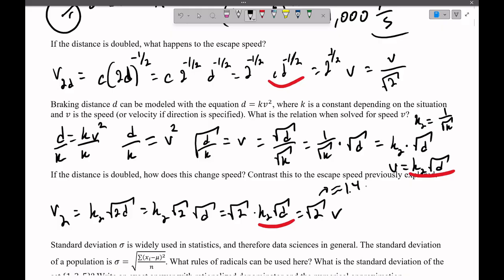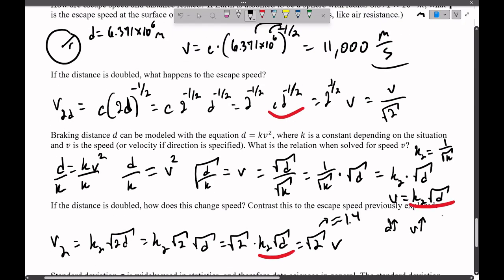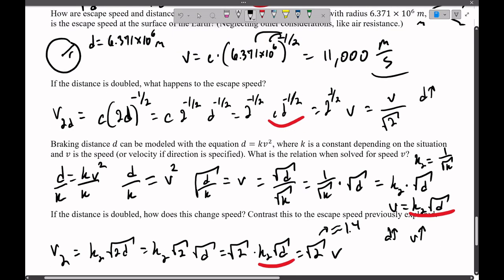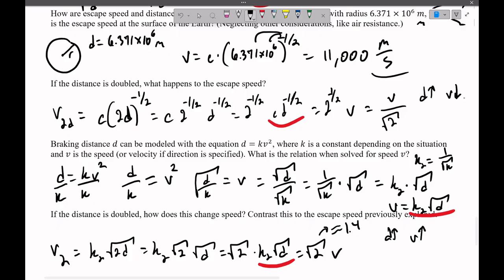It's a number larger than 1, which means if I double the distance, I increase the velocity by 1.4 or 40%, something like that. So if d increases, then v increases. Whereas before, right up here, if d increased, then v decreased. So this is a showing of an inverse relationship for escape speed, and for braking distance, this is a direct relationship. One increases, the other increases, and vice versa. If one decreases, the other decreases.